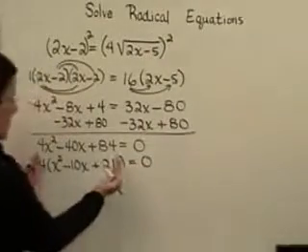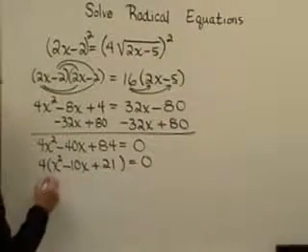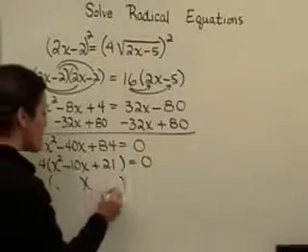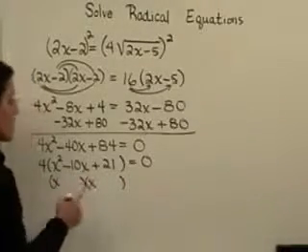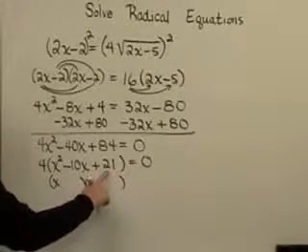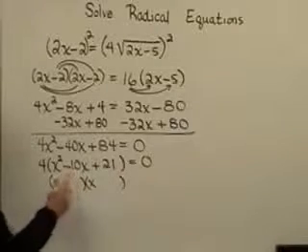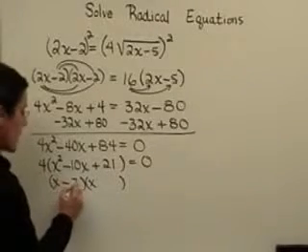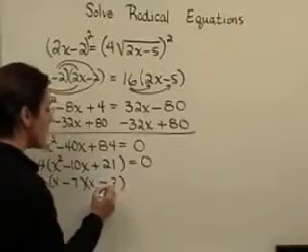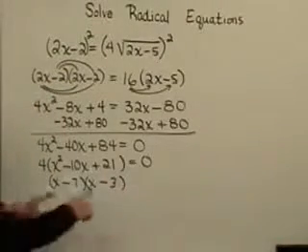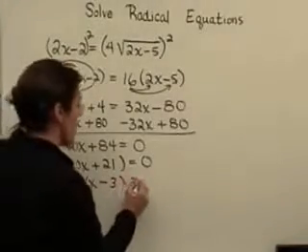And now I have a simple trinomial to factor. That is, I want to put an x in the front of each of these binomials. I need two numbers whose product is 21. They have to add to be a minus 10, so they're both going to be minus signs. Looks like it's going to be a minus 7 and a minus 3 because that product is 21 and they add to be a minus 10.